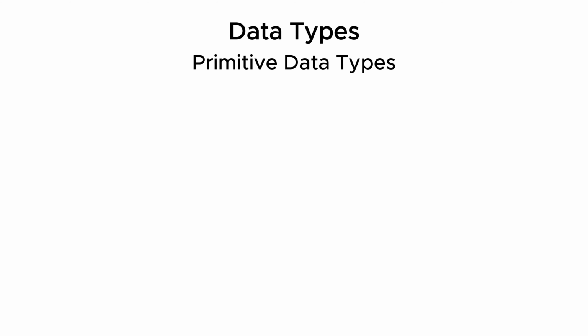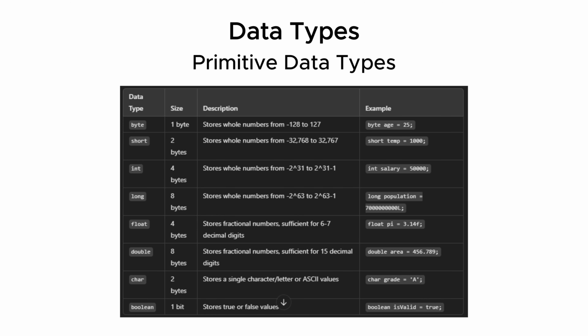Primitive data types. Primitive data types are the basic types built into the Java language. They are predefined by Java and named by a keyword. Java has 8 primitive data types. Integer types. Byte, short, int, and long are used for storing integer values. Each data type has a different range depending on the size in memory.